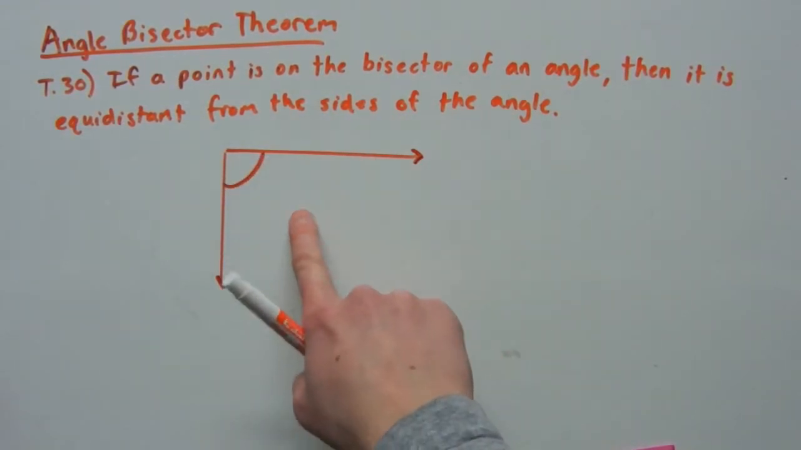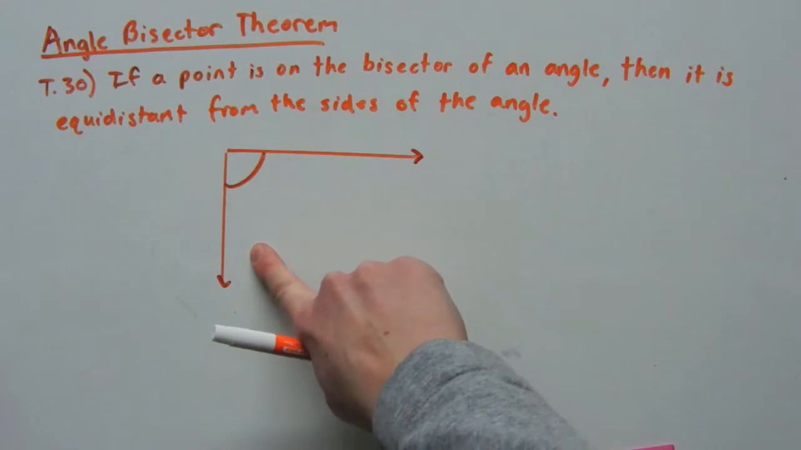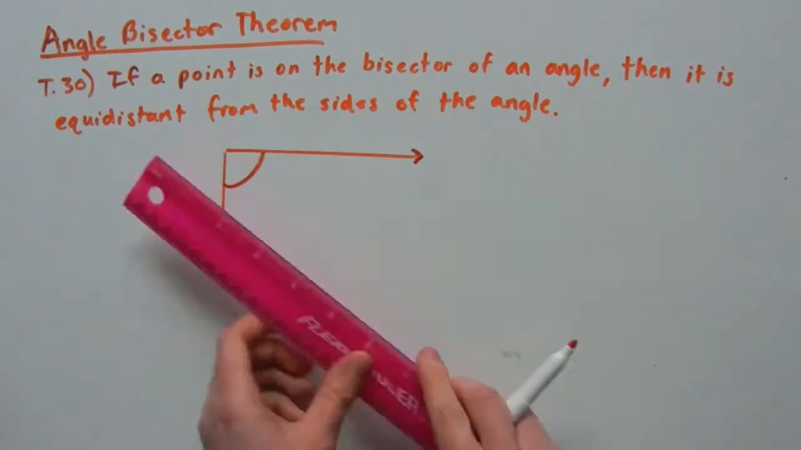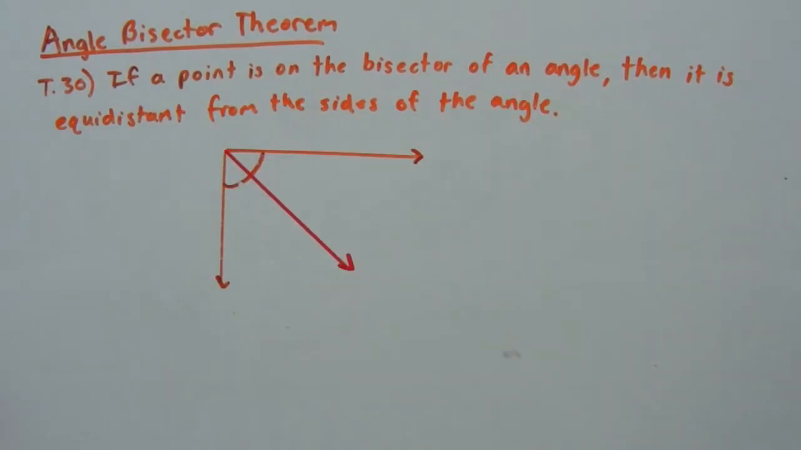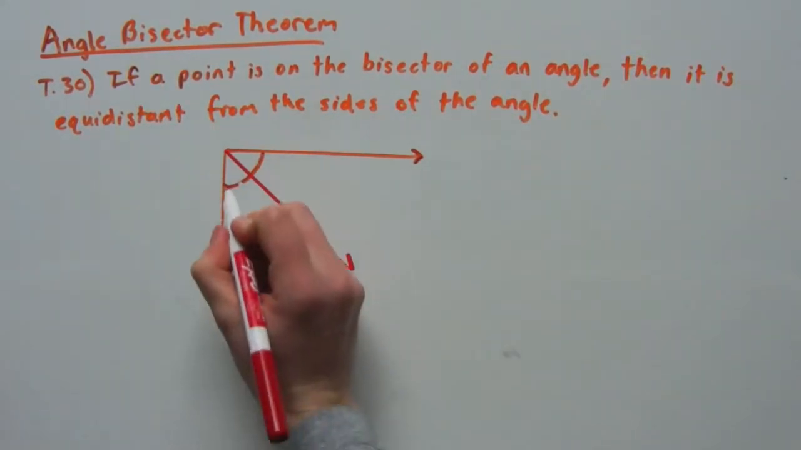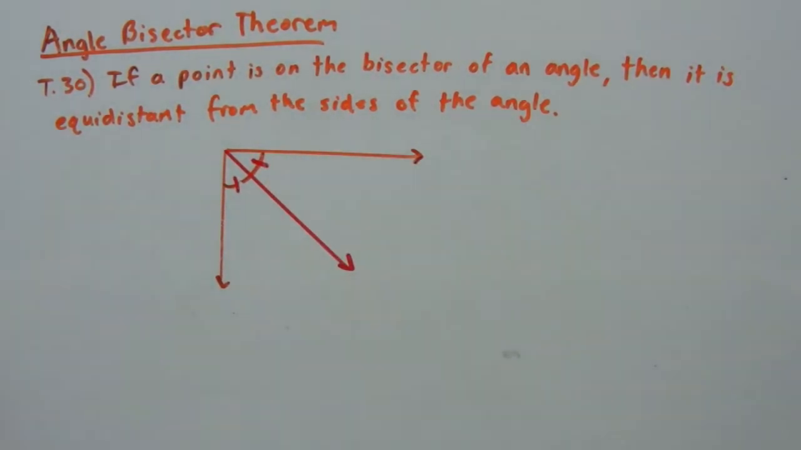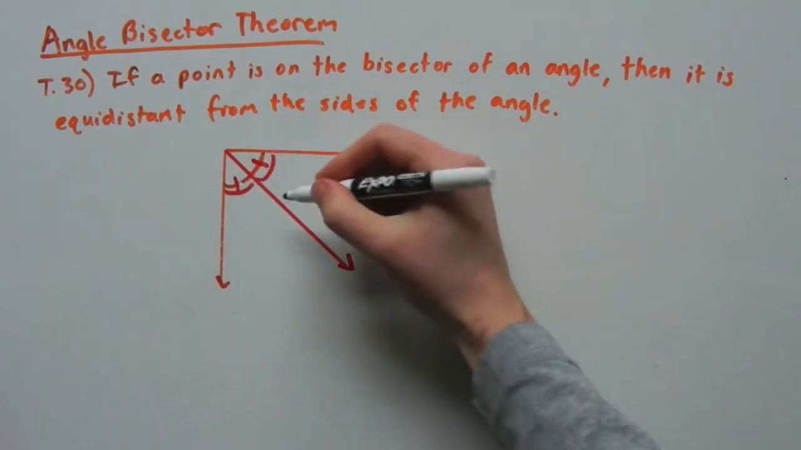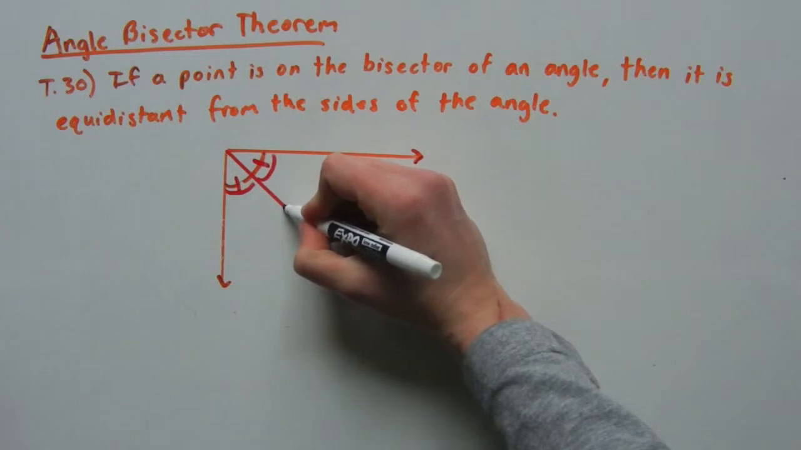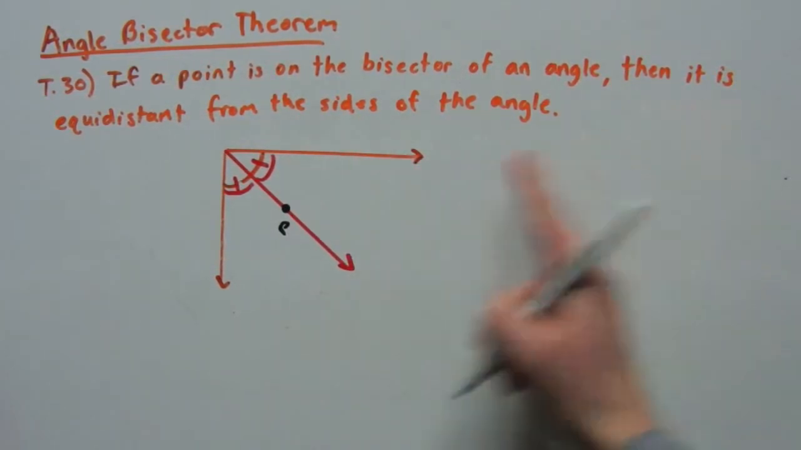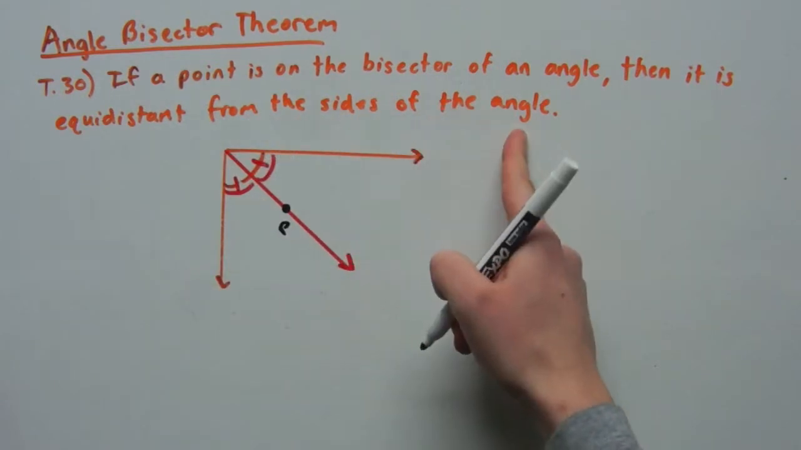Here I have an angle. This is one side of the angle, and this is another side of the angle. So I'm going to draw the angle bisector. If this new line is the angle bisector, then this angle is now congruent to this angle. And what this theorem says is that if I have a point anywhere on this angle bisector, let's say right here, and let's name this point P, then it is equidistant from the sides of the angles.